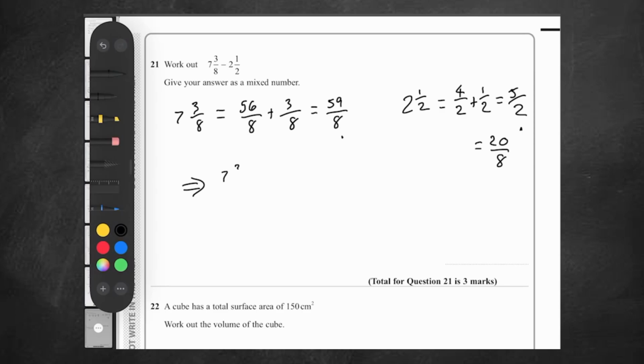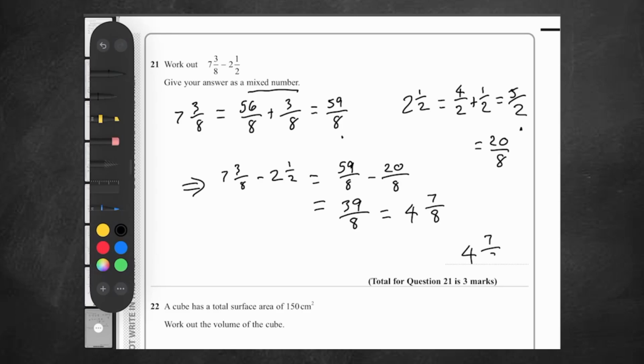So we will have 7 3/8 minus 2 1/2 equals 59 over 8 minus 20 over 8, which is 39 over 8. But the question wants it as a mixed number. So how many times does 8 go into 39? The answer is 4, with 7 left over.